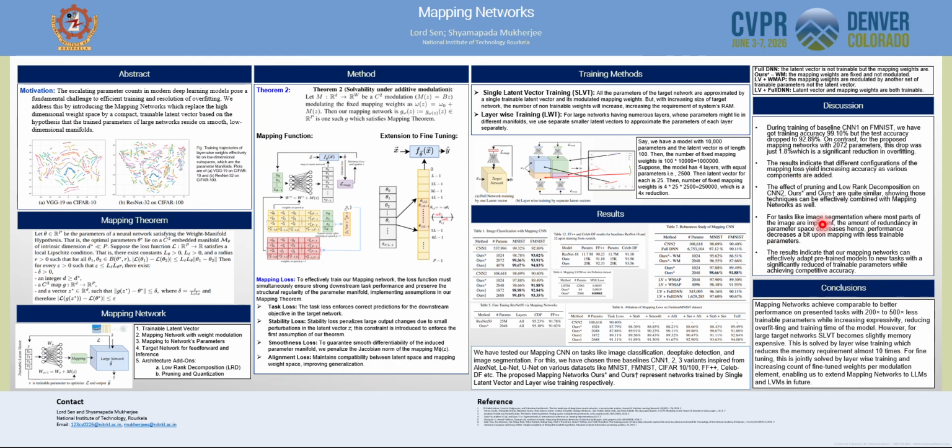Furthermore, for tasks like image classification, where only a certain part of the image is important, mapping networks tend to give comparable or better performance. But for tasks like image segmentation, where the entire image is important, the normal training performs better.